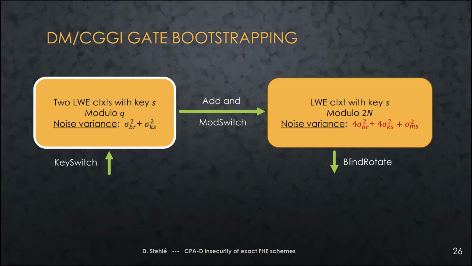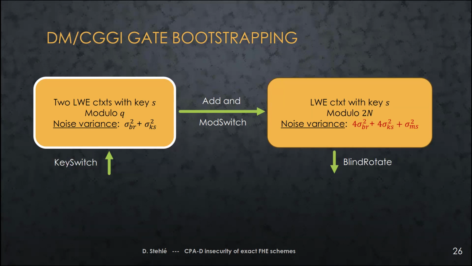So you add, you do mod switch, and you do the blind rotate. The effect of this is that it increases the noise variance before blind rotate. It multiplies sigma blind rotate squared by a factor 4, as well as sigma key switch squared by a factor 4. So we have the largest noise when we do a gate bootstrap, just before blind rotate.